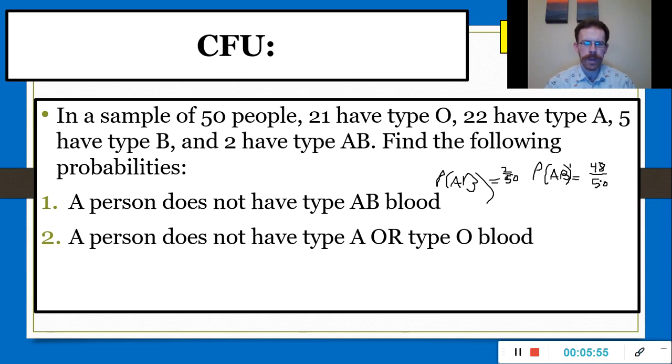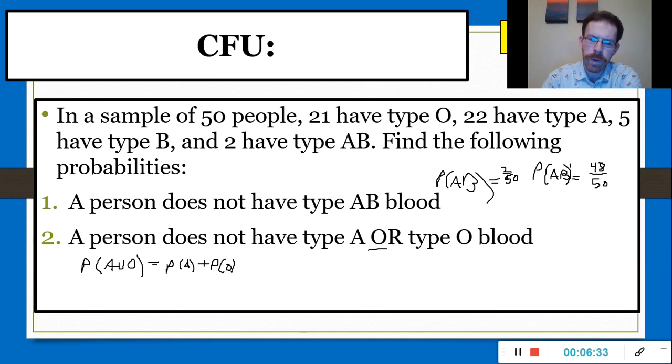So, a person does not have type A or type O blood. Now this one's a little bit more tricky. You have to find the probability of type A or the probability of type O. Because type A or type O, that's really a union. Probability of type A or type O is equal to the probability of A plus the probability of O.